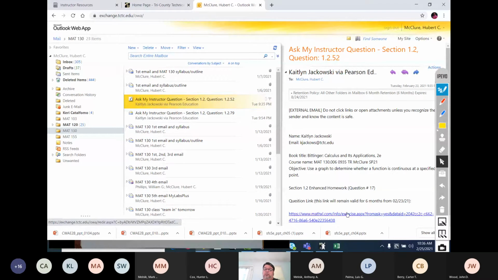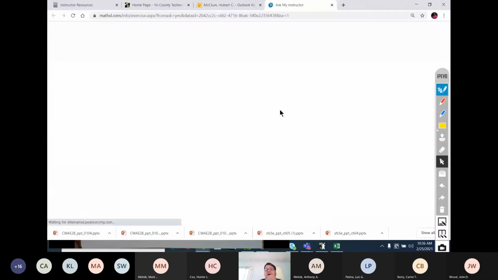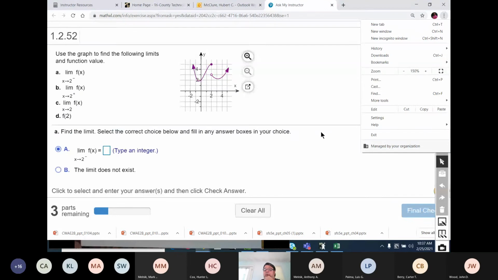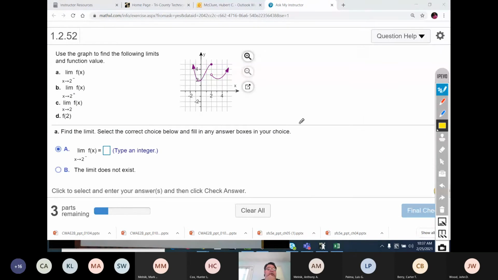Section 1.2, problem 17. Use the graph to find the following limits and function values. Okay, this one says A. What's happening to the function at 2 from the what? 2 from the left. That means I'm going to cover up the right-hand side of 2, which right now I can't see, so I've got to bring this down a little bit. I'm sorry. There. So I'm going to cover up the right-hand side of 2.